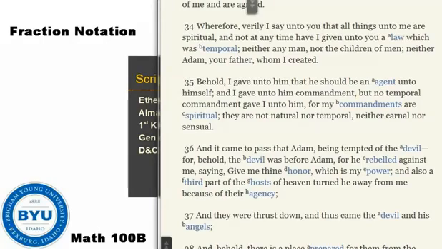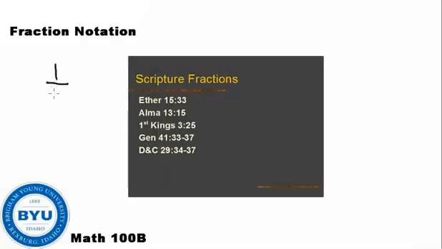In verse 36 it says, "And it came to pass that Adam, being tempted of the devil, for behold, the devil was before Adam, and he rebelled against me, saying, Give me thine honor, which is my power. And also a third part of the hosts of heaven turned he away from me because of their agency." Ooh, did you catch the fraction? What fraction was turned away from our Heavenly Father? Did you catch it? You bet. 1/3. That's a scary fraction.